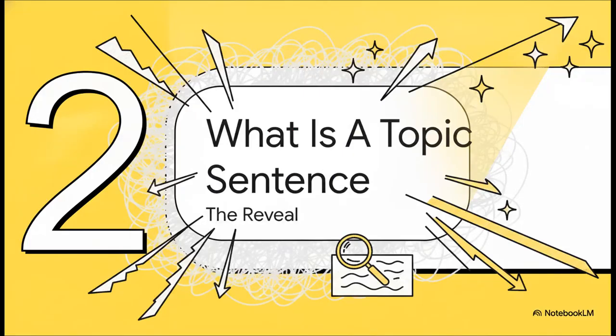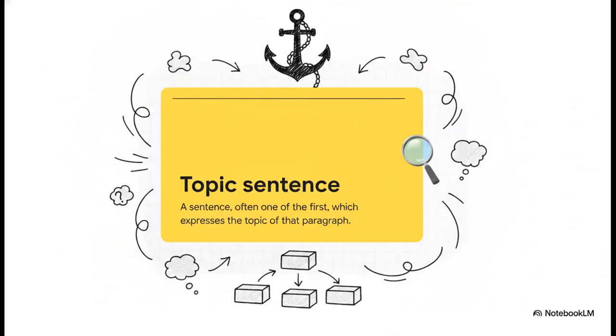Moving right along to Section 2. What is a topic sentence? The reveal. This is where we unveil the ultimate tool for cutting through the noise. So here is the formal definition. A topic sentence is a sentence in a paragraph, often one of the first sentences, which expresses the topic of that paragraph. Think of it as the anchor.